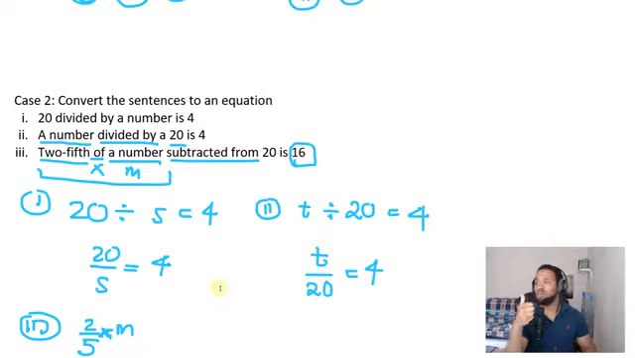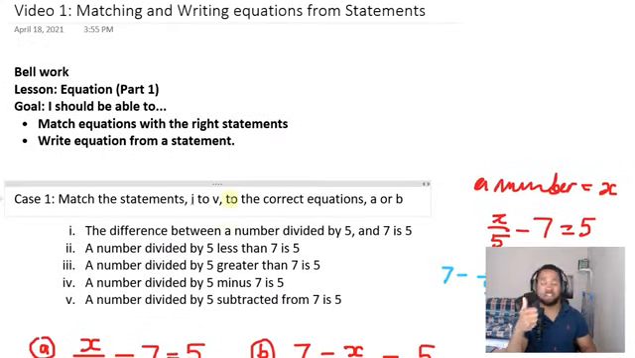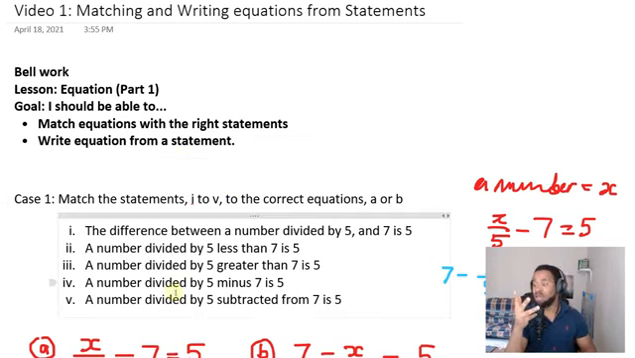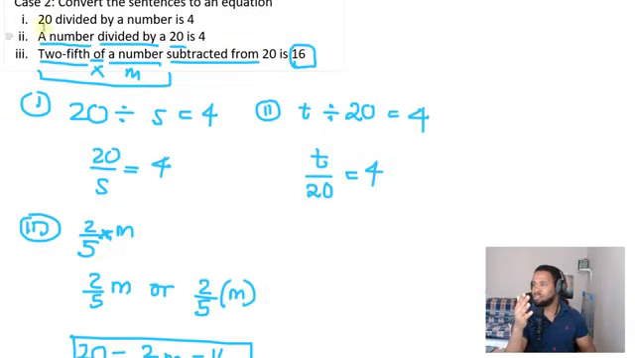So in this problem, you're able to not only match equations with the right statements, but also you're able to write equations from a statement. So please, I want you all to be able to challenge yourself by doing question 1 to 3, which matches case 1, and for case 2 you need to do question 4 to 8 in this particular case right here.